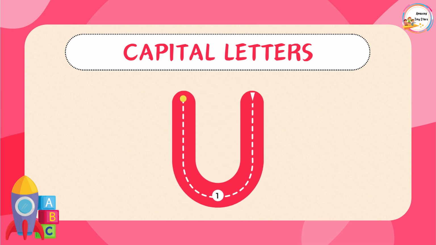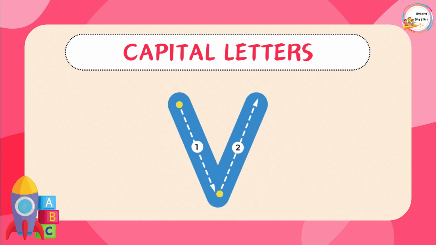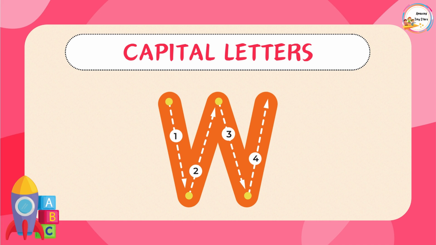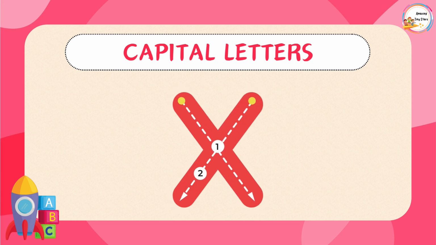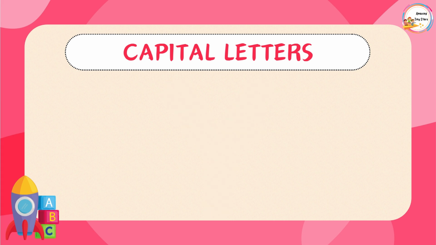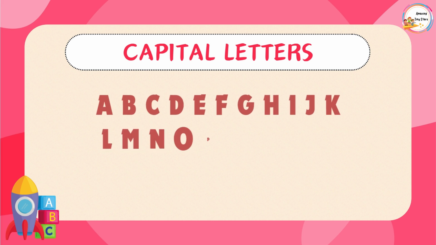U. This is letter U. V. This is letter V. W. This is letter W. X. This is letter X. Y. This is letter Y. Z. This is letter Z. Let's say it together one more time.